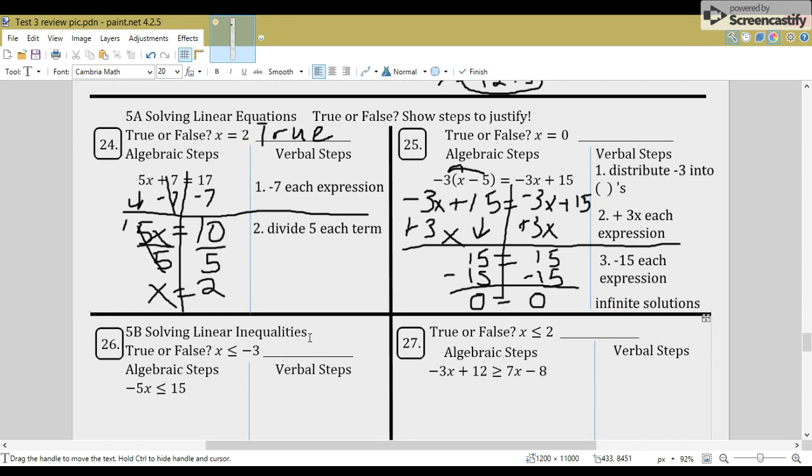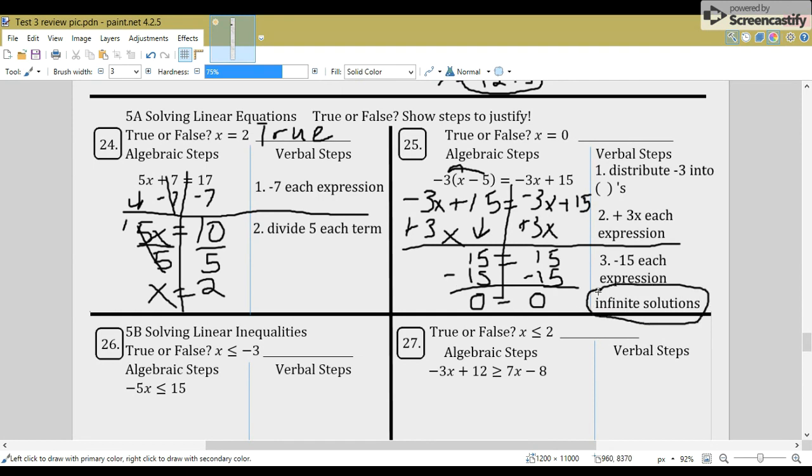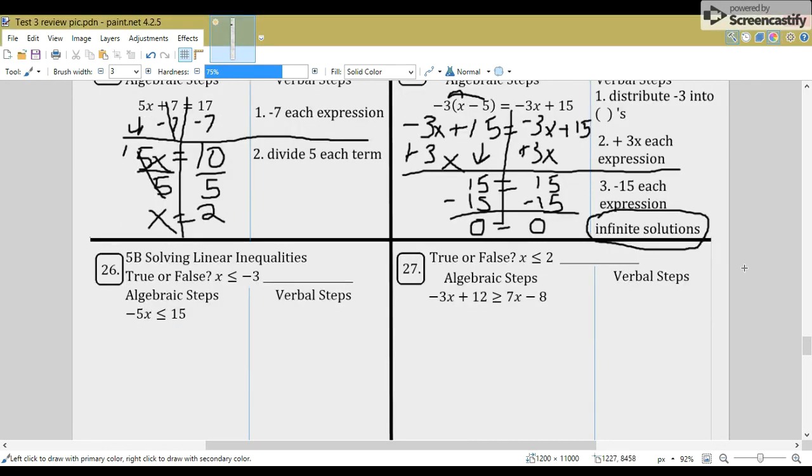Be very careful with using nsolve. If you put this in nsolve, it will say x equals 0. It will not say infinite solutions. This is the one time that nsolve does not work for solving an equation. So if you ever get x equals 0 in nsolve, make sure that you check your work by showing your algebraic and verbal steps. Number 26.